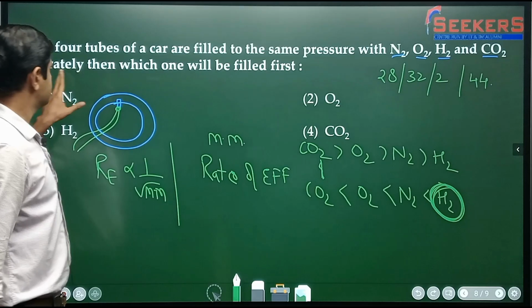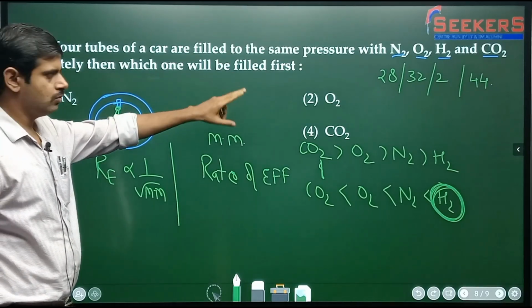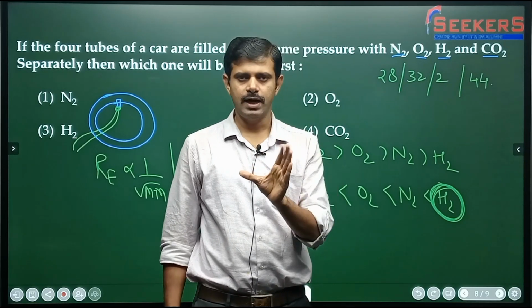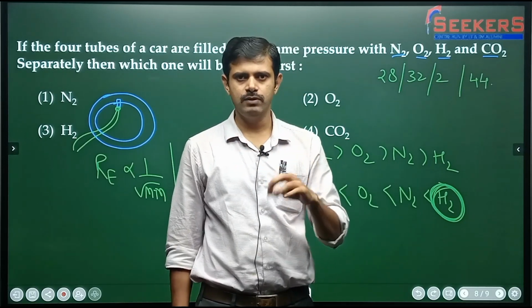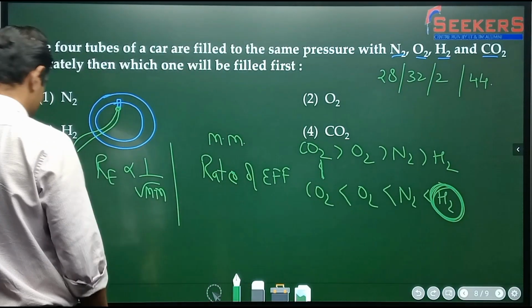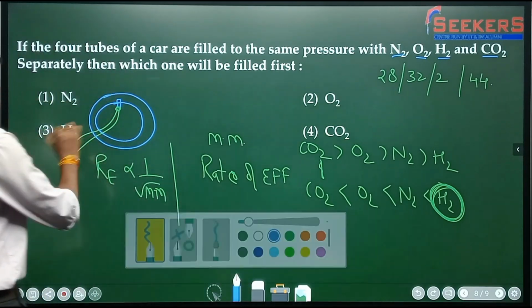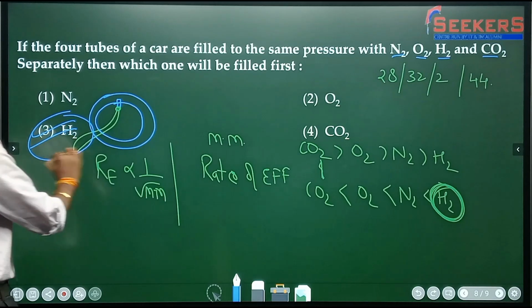And what they are asking is which will be filled first separately. So H2 has the highest rate of effusion. So the tire in which we are filling hydrogen will be filled very fast. This will be our correct answer.